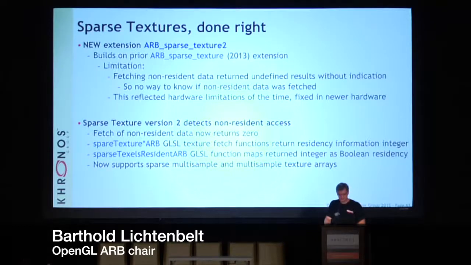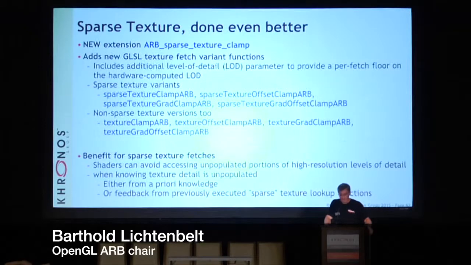Version 2 also supports sparse multi-sample and multi-sample texture arrays. On top of that, we also did a sparse texture clamp function, which adds an LOD parameter to the texel fetch functions, and it provides a floor of the LOD that the hardware computes for you. So if you already know that at higher mipmap levels nothing is resident, you can set that floor and you don't waste time trying to fetch stuff that isn't there.